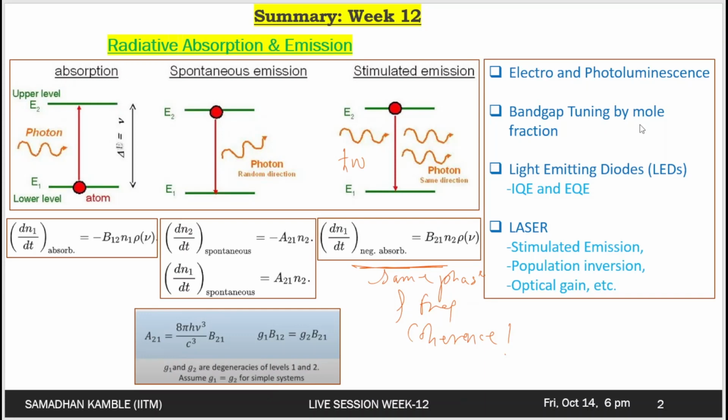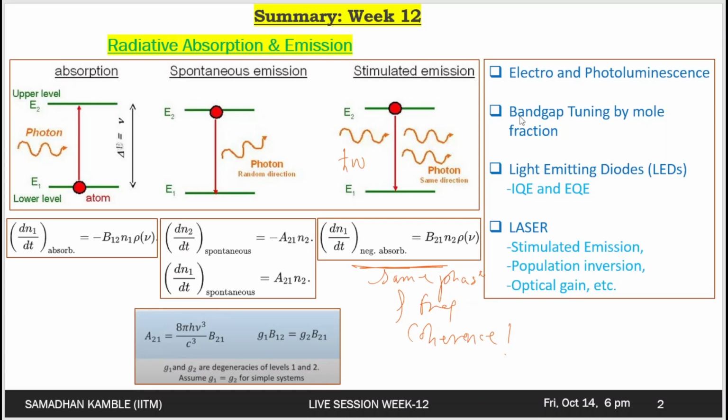So going to this particular box here, after these radiative absorption and emission processes, we move to the important process of electro- and photoluminescence. When excess electrons and holes are created by photon absorption, photon emission from the recombination process is called photoluminescence, and electroluminescence on the other hand is the process of generating photon emission when the excitation of excess carriers is a result of an electric current caused by an applied electric field, of course.